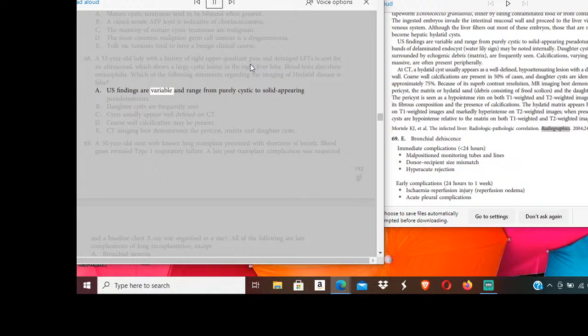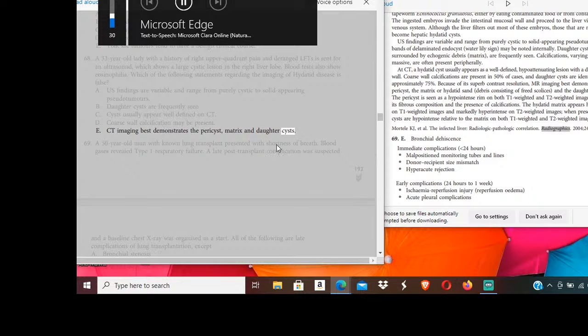A. U.S. findings are variable and range from purely cystic to solid-appearing pseudotumors. B. Daughter cysts are frequently seen. C. Cysts usually appear well-defined on CT. D. Coarse wall calcification may be present. E. CT imaging best demonstrates the pericyst, matrix, and daughter cysts.